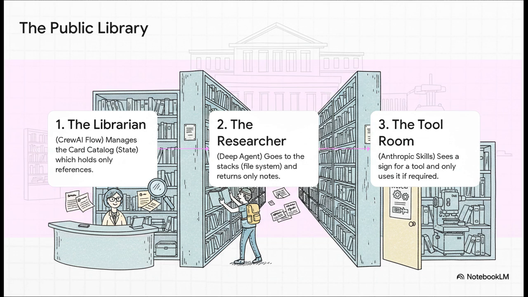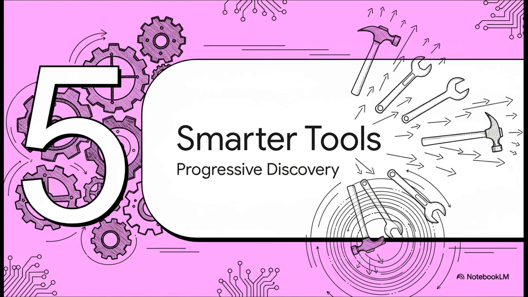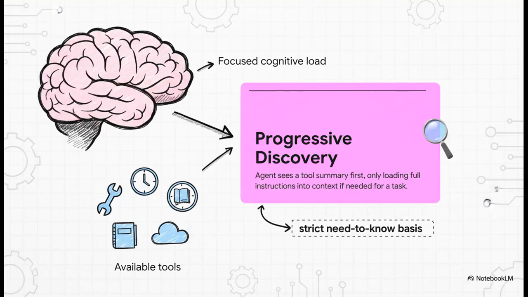And finally, Anthropic skills are like a special equipment room. The researcher doesn't lug every tool around with them. They just see a sign for a tool they might need and only go in to use it if the job calls for it. All right, let's zoom in on that final piece of the analogy, the tool room, and see how we can make our agents' tools unbelievably efficient. This technique is called progressive discovery. Basically, the agent gets to know its tools on a strict need-to-know basis. This keeps its working memory, its cognitive load, totally free to focus on the task at hand.